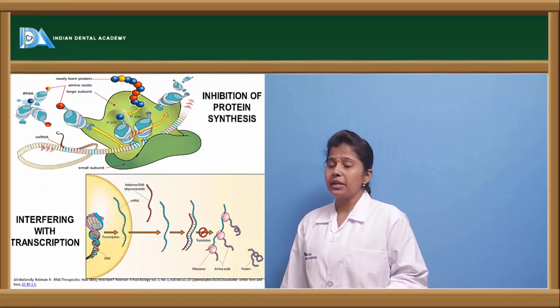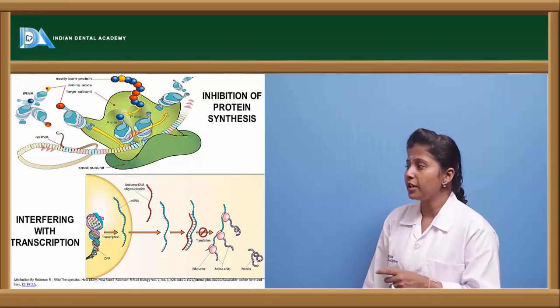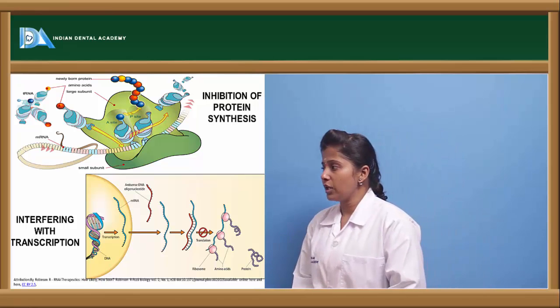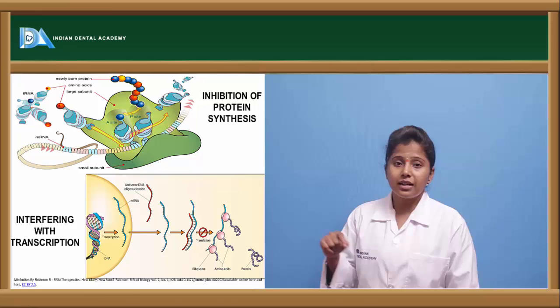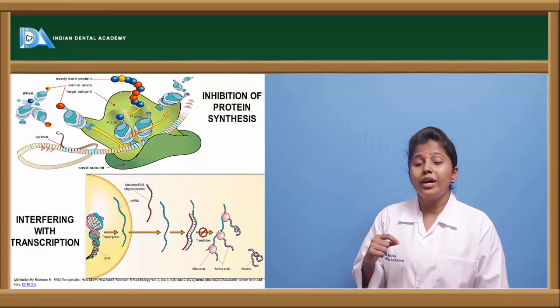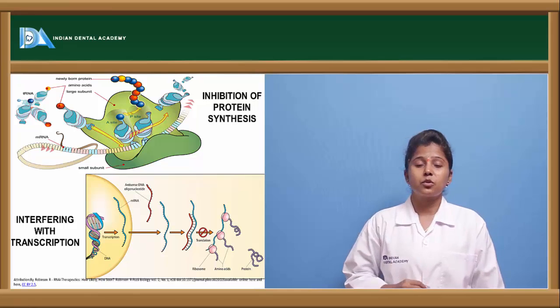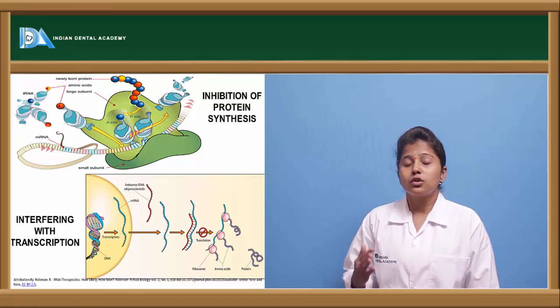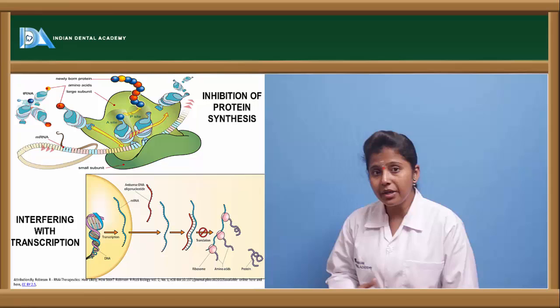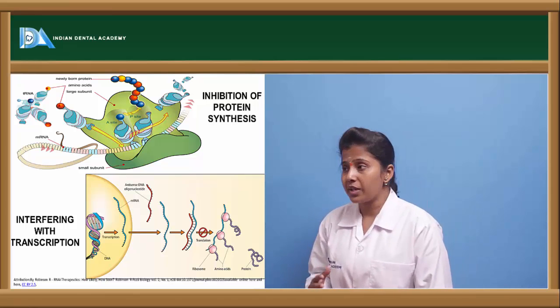So here we can see the pictorial representation. The first picture represents the inhibition of protein synthesis. Here there are various sites in the cell where protein synthesis takes place. Ribosomes are one of the sites where protein synthesis takes place. So this protein synthesis is inhibited, thereby preventing cell division.